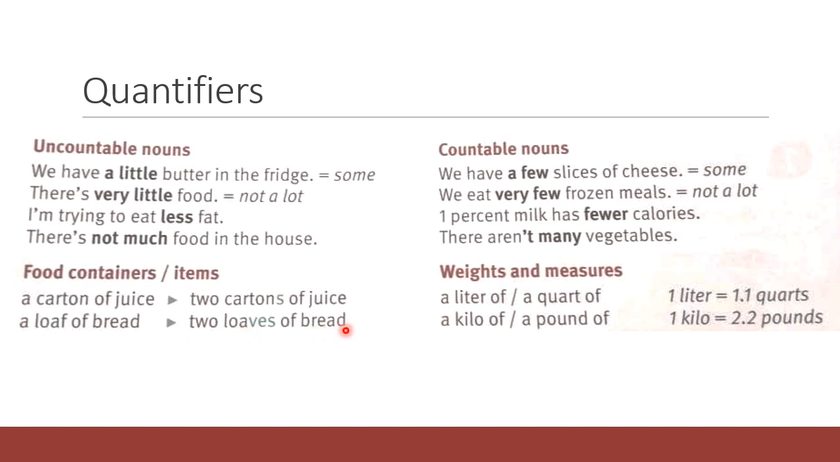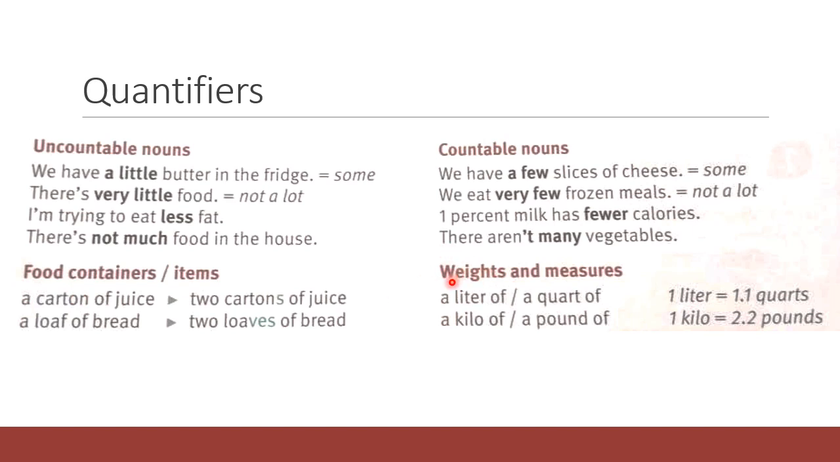Remember to use the other grammar rules that you have learned. For example, a loaf of bread is singular. We use a because we're talking about one, and loaf we change it to plural, changing the F by V and adding ES. A loaf of bread, 2 loaves of bread. A carton of juice, we use it in singular and with a because we are talking about one.